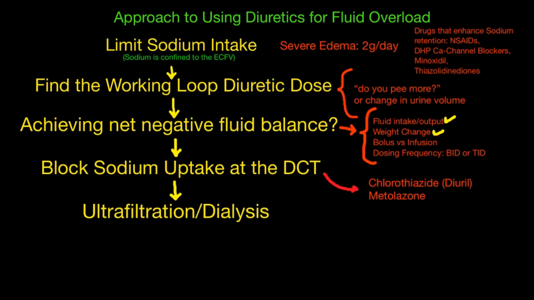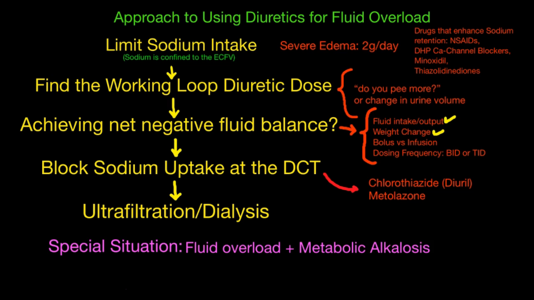Don't automatically jump to ultrafiltration or dialysis until you've also concurrently blocked sodium uptake at the distal convoluted tubule, in addition to blocking with the loop diuretic. So when you block sodium at the distal convoluted tubule, you're also co-administering the loop diuretic. So one final special situation: this is the patient who's developed fluid overload. They've been treated with loop diuretics for quite some time, and then they develop a metabolic alkalosis.